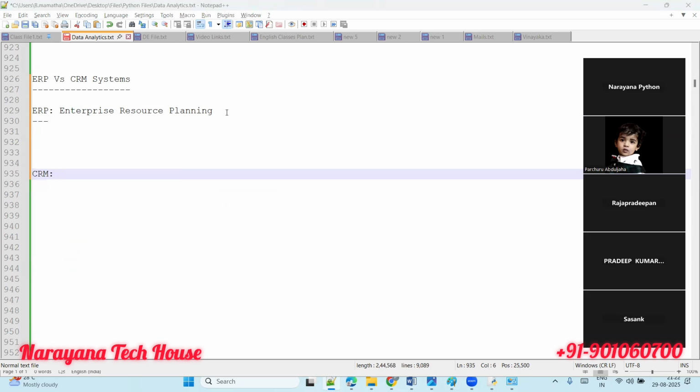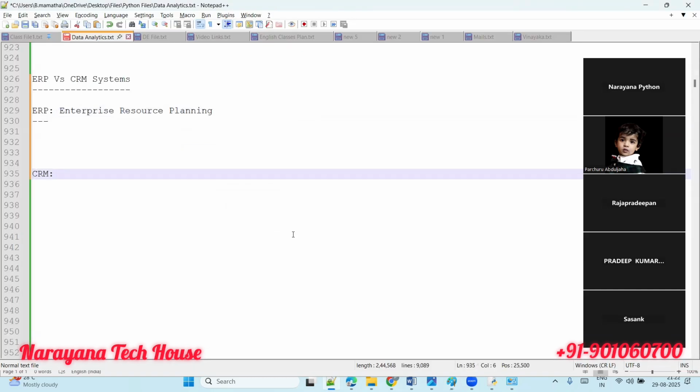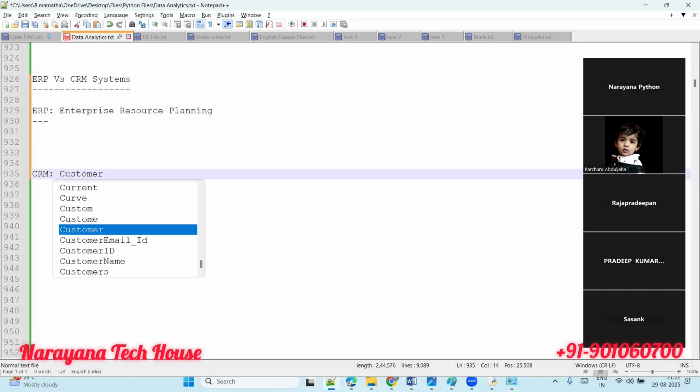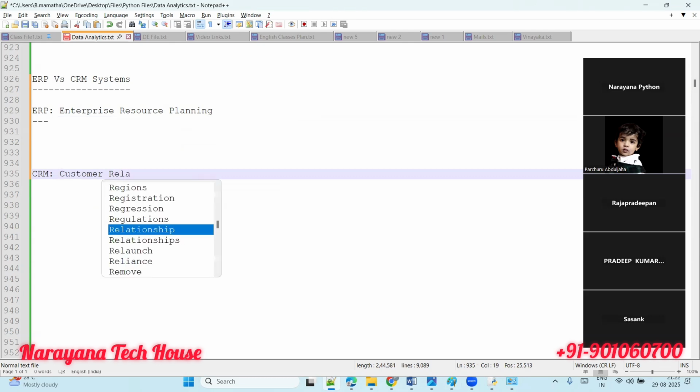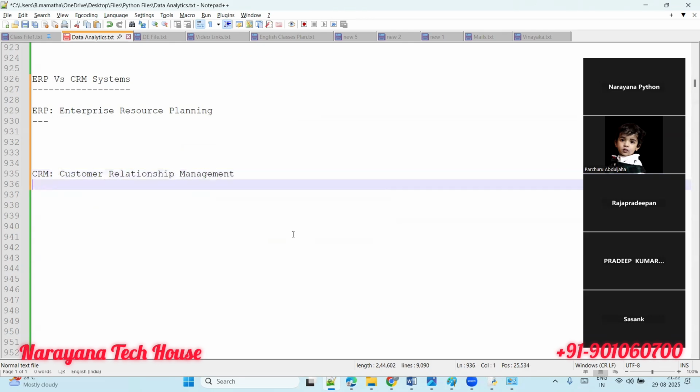Outside the company, who are there? Customers, right? So that's why this is customer relationship management. Customer relationship management, guys. That is outside the company, right? Now I give the definition here.